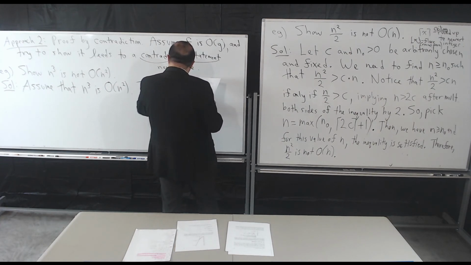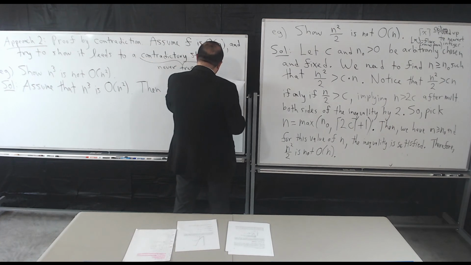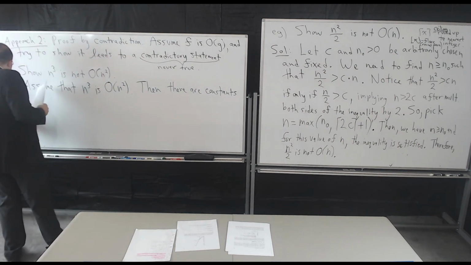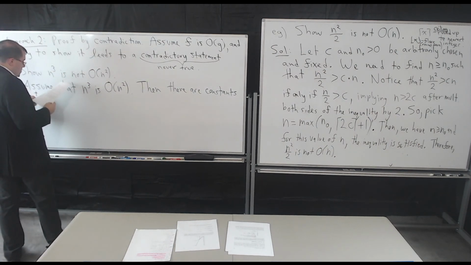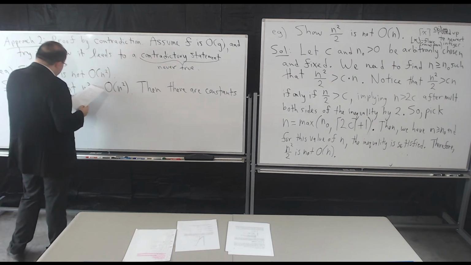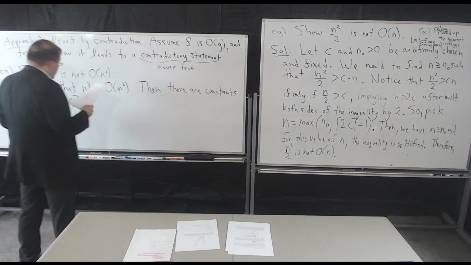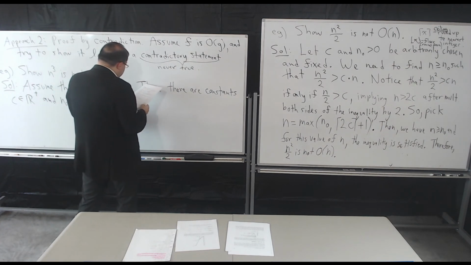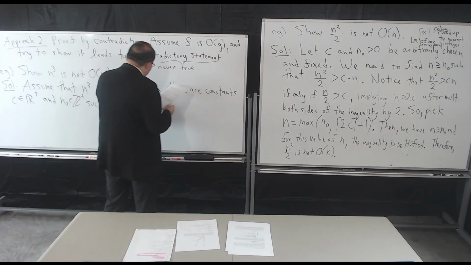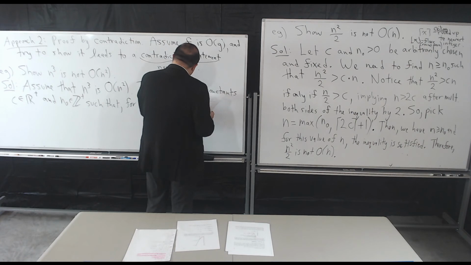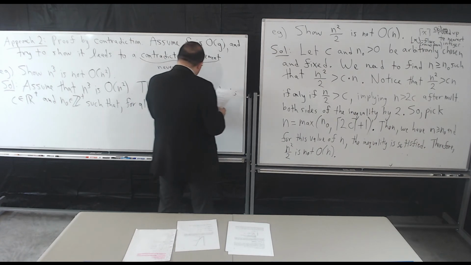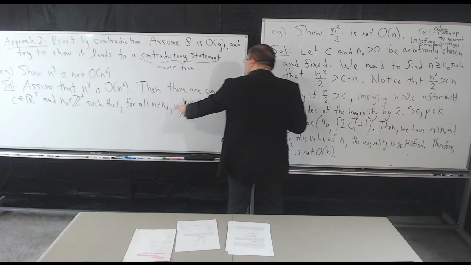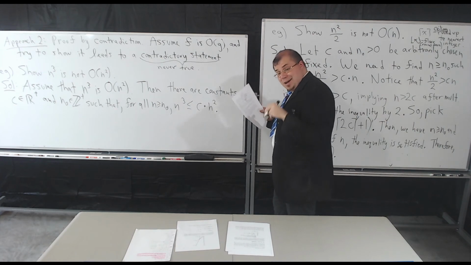Then there are constants c and n0 such that for all n greater or equal to n0, n cubed is less than or equal to c times n squared. So I'm just going to go along with this and see what happens, okay?